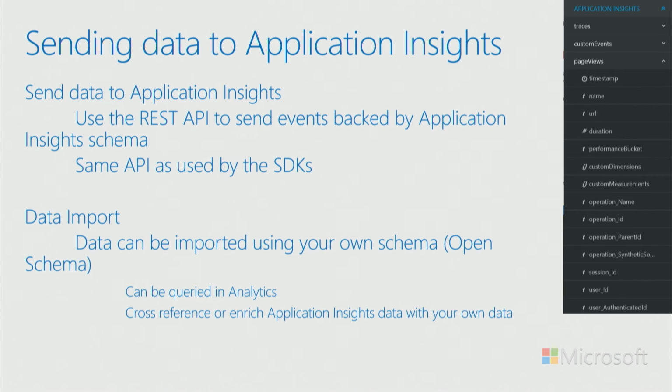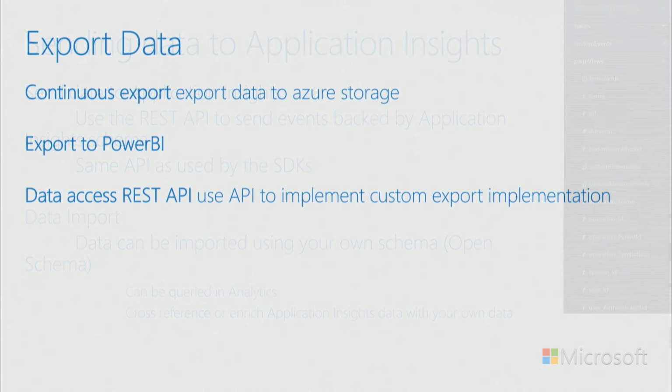For example, we want to have a report. Besides using the request, we want to use the name of the page with a friendly name, so we can inject them into the system in order to get more data. Or we want to do some data importing using our own schema. So we can use the SDK, or we can use the REST API in order to send data to Application Insights with our own schema.